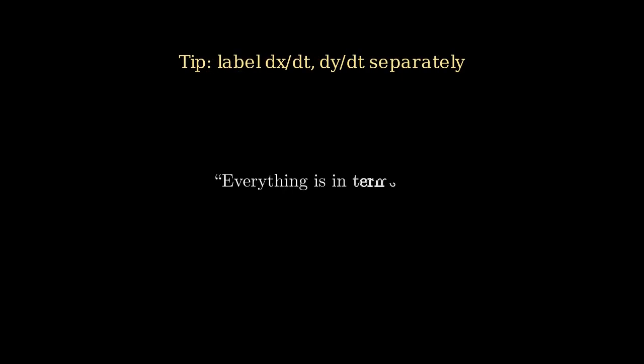Here's a teaching tip to avoid that confusion. Whenever a curve is given parametrically, write, quote, everything is in terms of t, unquote, as a reminder at the top of your page. Then compute dx/dt and dy/dt as two completely separate, fully labeled lines before you ever form the ratio between them.